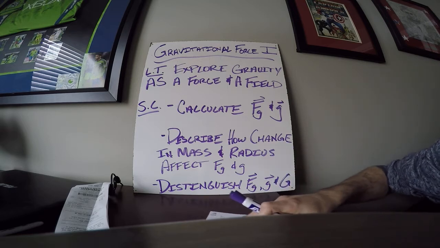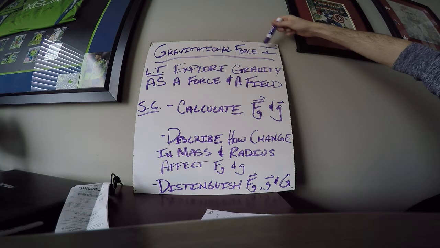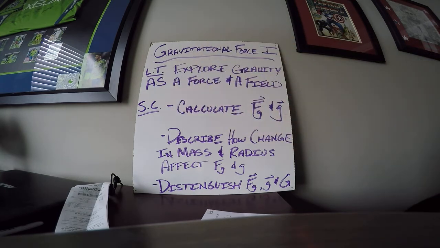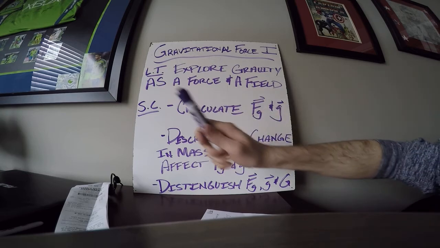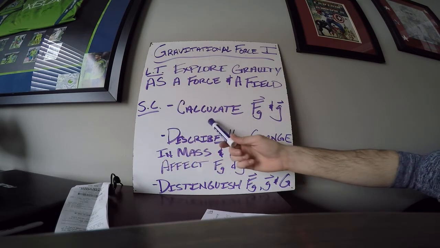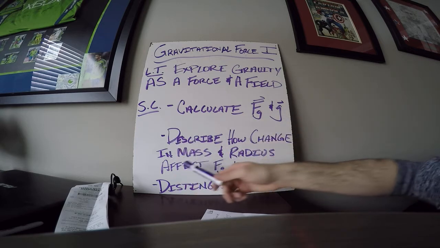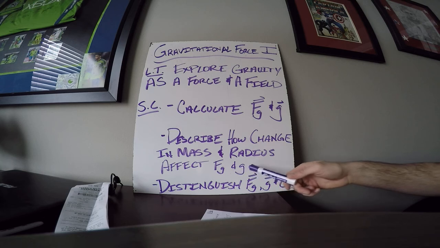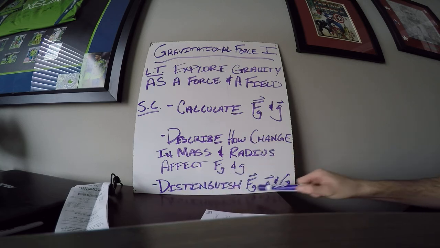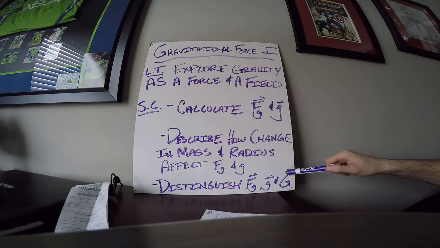So today's lesson is gravitational force number 1. The learning target is to explore gravity as a force and as a gravitational field. You'll know you're successful today if you can calculate the force of gravity and G, describe how changes in mass and radius affect force of gravity and G, and distinguish between force of gravity and our gravitational constant, which is big G, right there. All right, so let's get started.